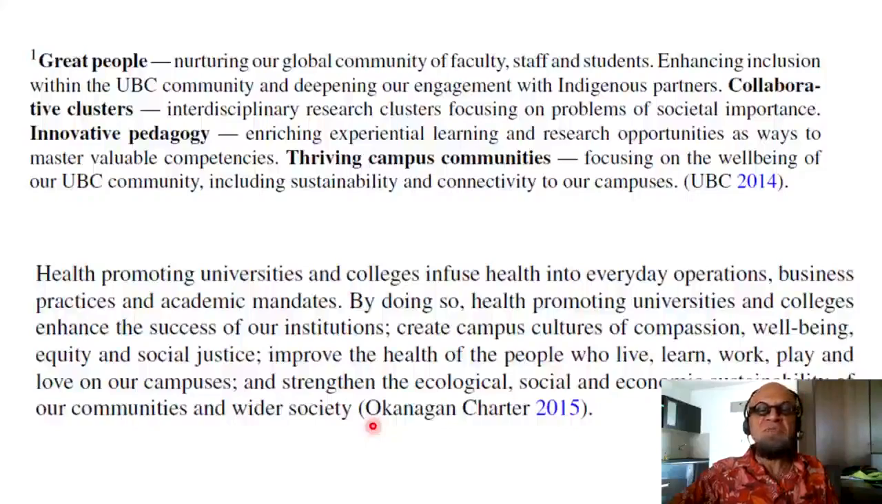Collaborative clusters, interdisciplinary research clusters focusing on problems of social importance. This is very important because often ivory towers means each department is a silo where people are working in their own direction, and some collaboration may happen on proposals and advising students or courses and so on. But do you really take societal problems and work on them as teams across disciplines? That's very critical. Innovative pedagogy, enriching experiential learning and research opportunities as ways to master valuable competencies.